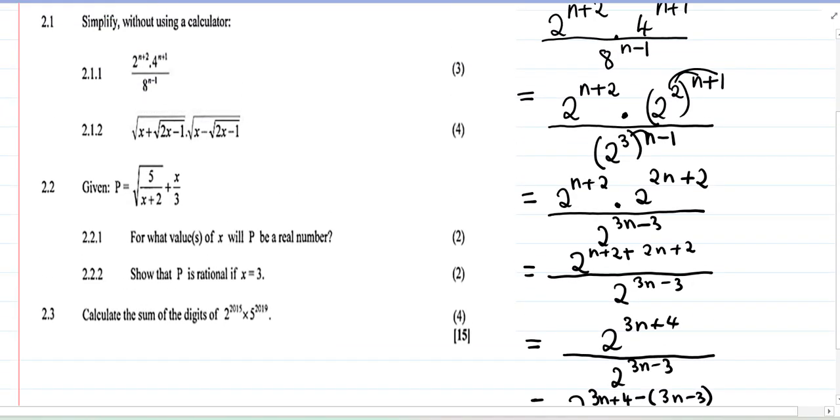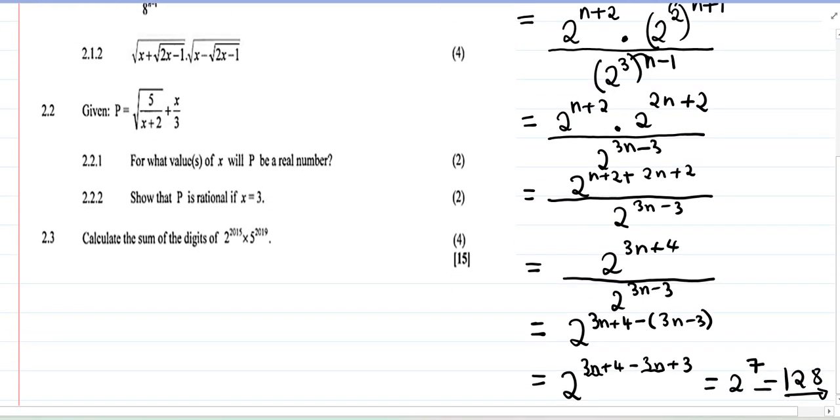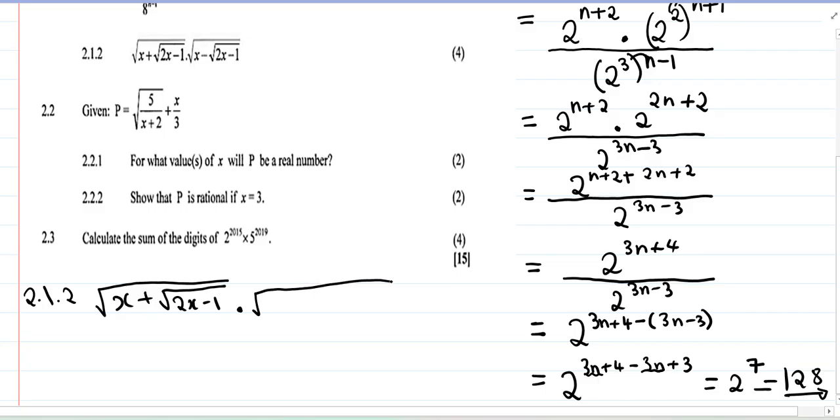Now let us move on to question 2.1.2. Let us copy it down. Now question 2.1.2, here is how it goes. We are given the square root of x plus the square root of 2x minus 1, dot, which means multiply by another bracket: the square root of x minus the square root of 2x minus 1.